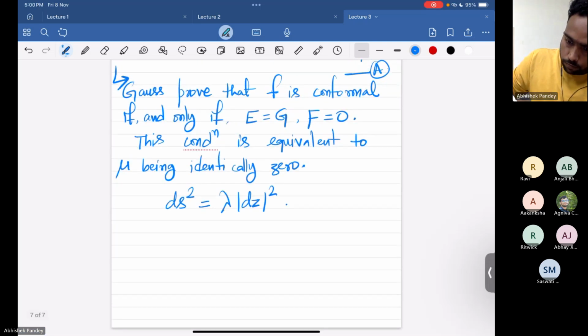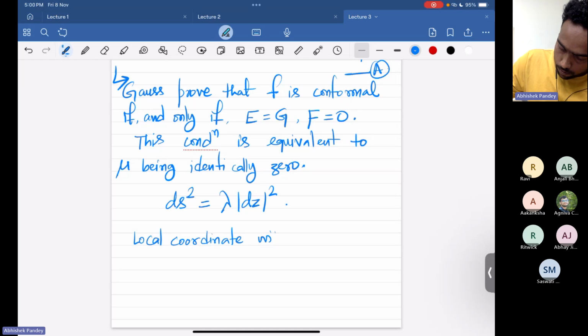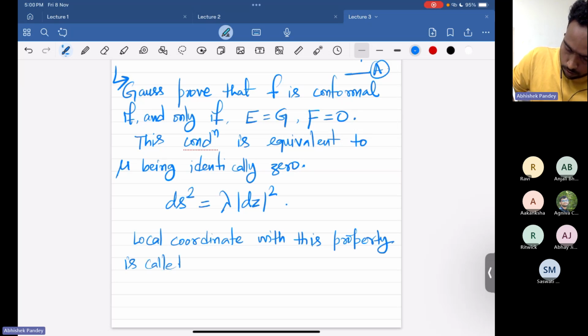So basically, this is the idea to define the isothermal coordinates. So, the coordinates with this property are called isothermal.